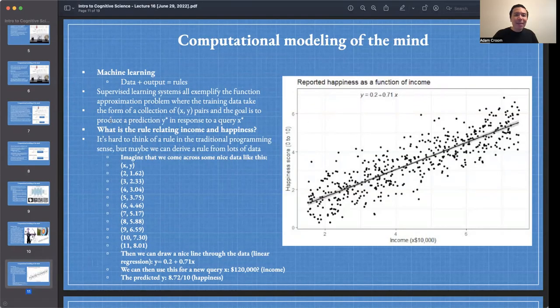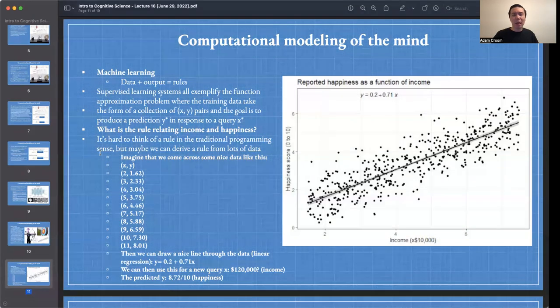All right, so we see here that supervised learning systems, and we'll talk about supervised learning systems. This has to do with using labeled data, but supervised learning systems all exemplify the function approximation problem, where the training data take the form of a collection of XY pairs, and the goal is to produce a prediction Y in response to a query X.